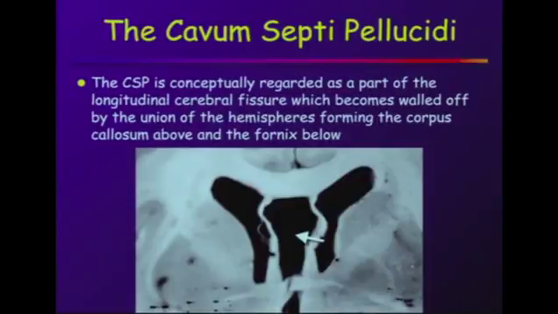So what is the CSP? Remember that in embryology, you have 2 cerebral hemispheres, the telencephalons, and they split. So think of the CSP as that longitudinal cerebral fissure between the 2 hemispheres, which becomes walled off on top by the corpus callosum and walled off below by the fornix. So this is the CSP right here.